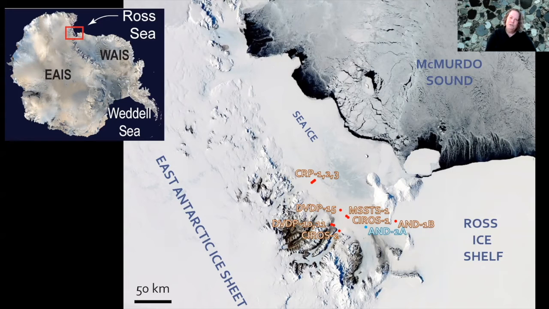There have been a number of drilling programs since the 1970s that have drilled cores into the shelf here in order to understand the Cenozoic climate history of Antarctica. The most recent of these was the ANDRILL project, and you can see the locations of the two cores drilled by this project here. I'll spend quite a lot of time talking about ANDRILL 2A because it plays a major role in this story.